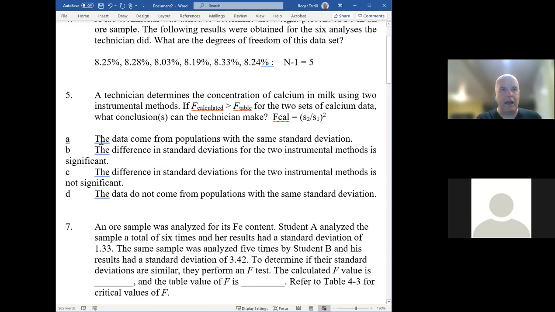So A can be true, B must be true here, right? We look at the other ones. Difference is not significant, that can't be true. And that the data do not come from populations with the same standard deviation. These are the correct answers here.